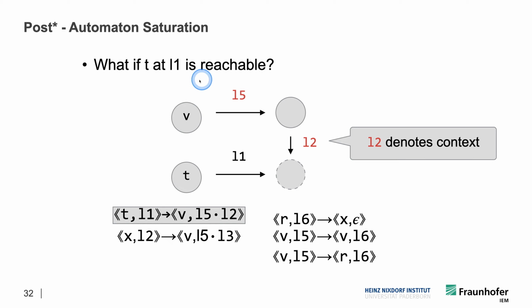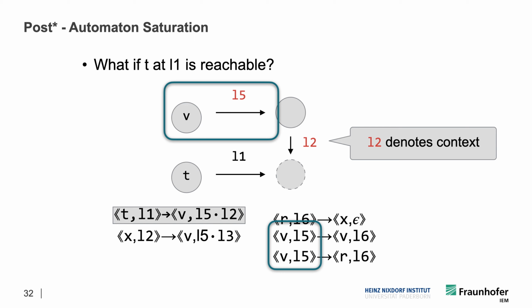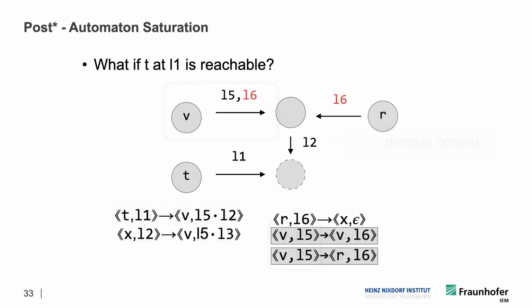And now again, we have this situation that we had earlier, right? V comma L5, it again matches these rules here. And again, we can saturate the automaton just like we did before. So we add an L6 edge here and R and an L6 edge there. And now you can see that this situation here again matches this left-hand side rule of the rule that you see here. So now we can actually apply this particular pop rule here. Okay.